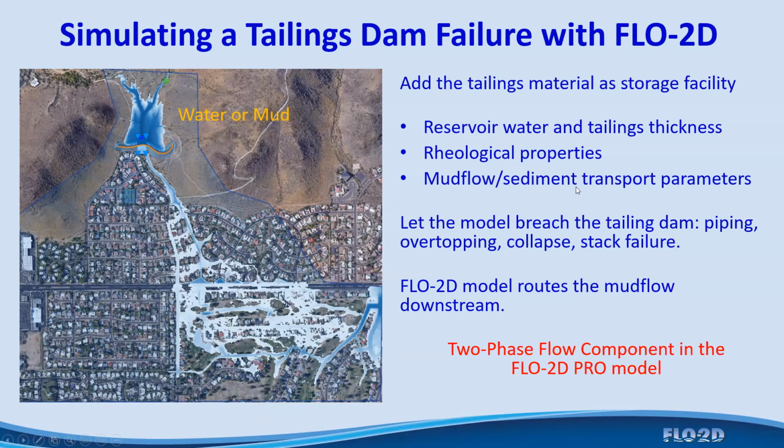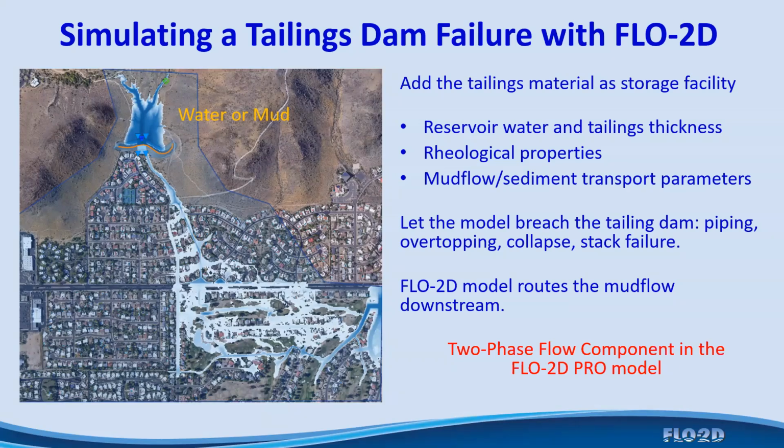And once you enter all these data, so it's a lot of additional data that you need to enter, you will also need to decide how you want to model the breach of the tailings dam facility. FLO-2D allows you to simulate different failure modes, like piping, overtopping, complete collapse of the tailings facility, stack failure. And that is also additional data that you need to enter for the failure location, and also the type of failure that you are allowing FLO-2D to use.